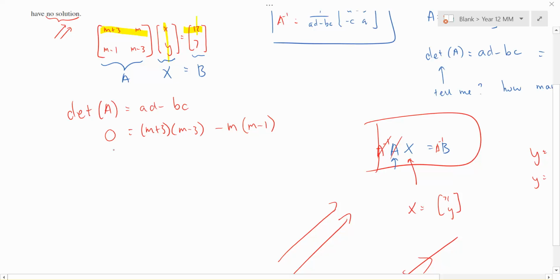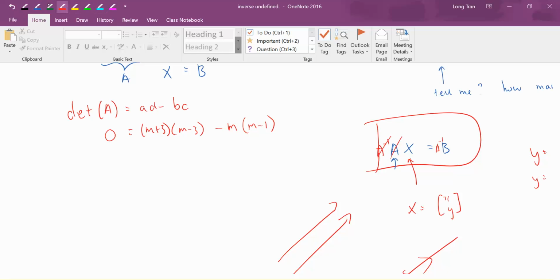Now you can sit here and do trial and error, or you can use some sort of algebra to figure out what m could be. And what we can see is that it kind of looks like a quadratic equation right now. So it's likely that you're going to be using quadratics to solve for m. So I'm going to expand that.